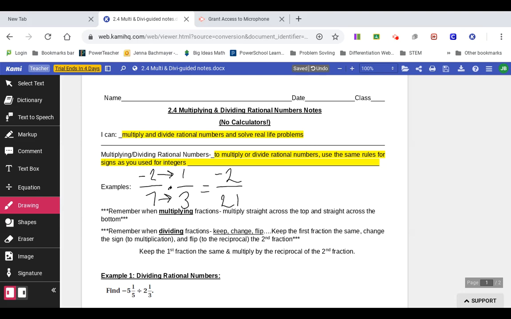Let's say we have -1/2 divided by 4/9. We do our keep, change, flip. We're going to keep the -1/2, change our sign to multiplication, and flip the second fraction. So 1 times 9 is 9, 2 times 4 is 8, and we bring over that negative. So we get a -9/8.